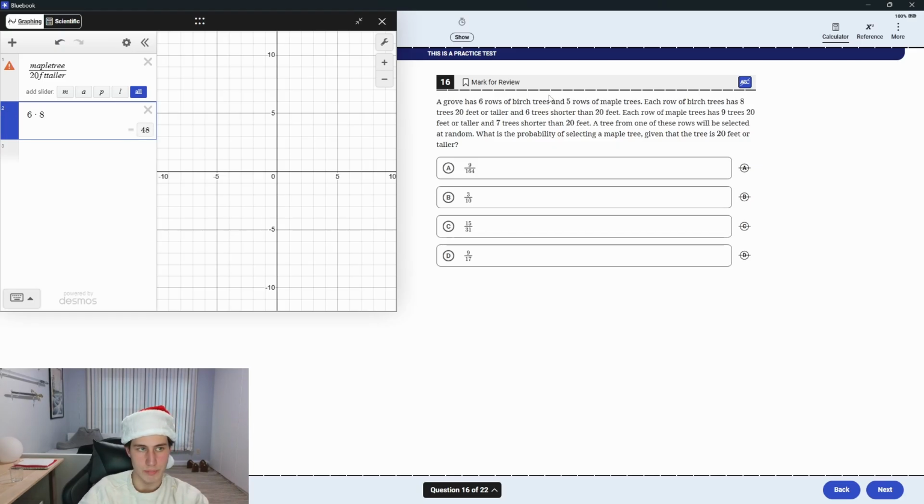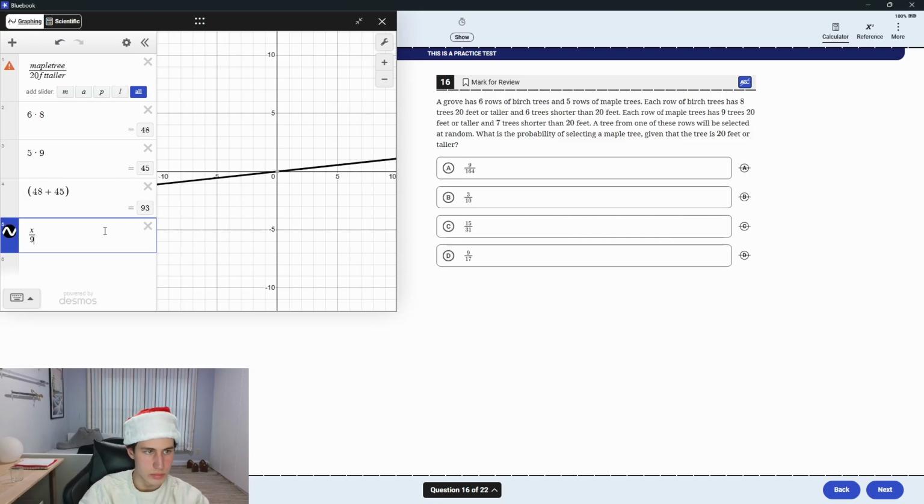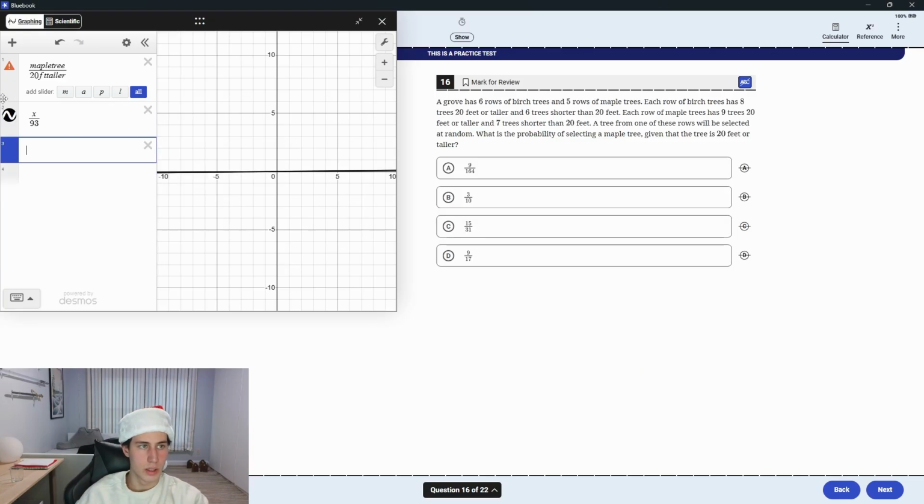8, so we have 48 for birch, and then we have 5 rows of maple trees. Each row of maple trees has 9 trees 20 feet or taller, so we have 5 times 9, which is 45, and 7 trees shorter than 20 feet. We don't care about that information, so now we can do 48 plus 45 in the denominator, which is 93. So we know that there are a possibility of 93 trees that are 20 feet or taller.